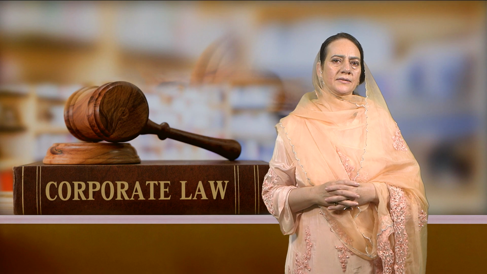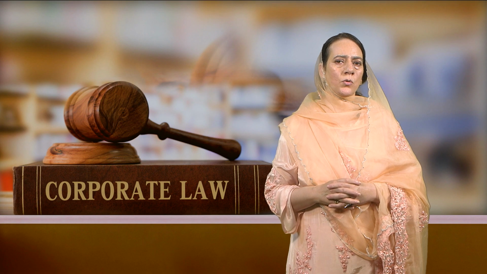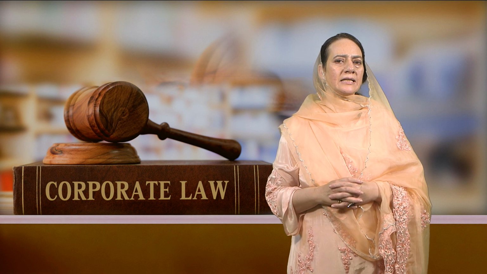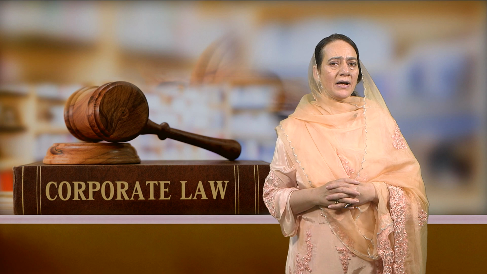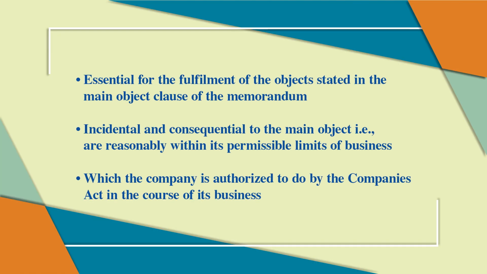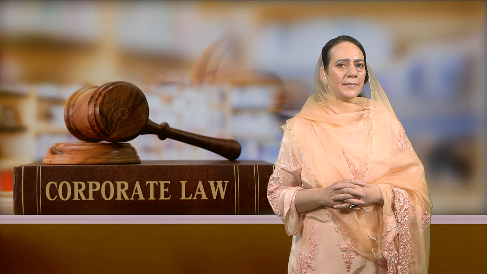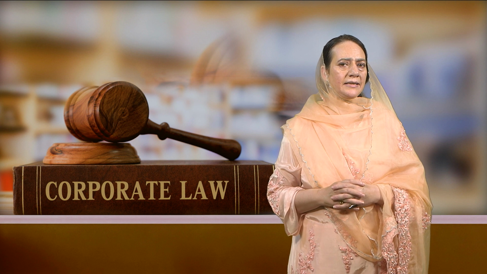Dear students, we now come to the exception to the doctrine of ultra vires. A brief analysis of the doctrine of ultra vires with regard to its consequences would reveal that only those activities of the company shall be valid, that is intra vires, which are essential for the fulfillment of the objects stated in the main objects clause of the Memorandum of Association, which are incidental and consequential to the main objects, that is, which are reasonably within its permissible limits of business and which the company is authorized to do by the Companies Act in the course of its business. All other activities of the company, excepting the aforementioned, shall be ultra vires and therefore invalid.